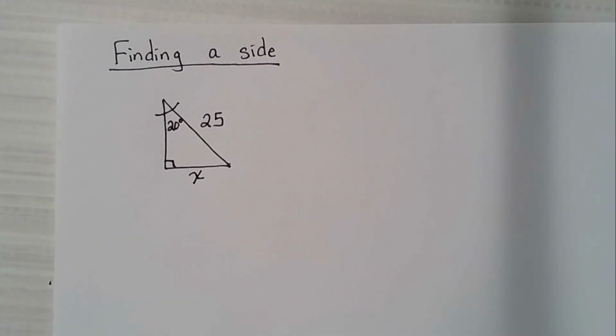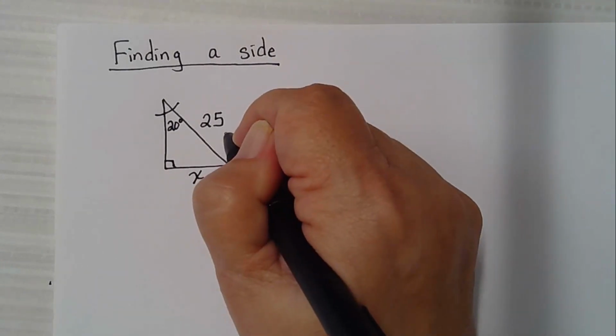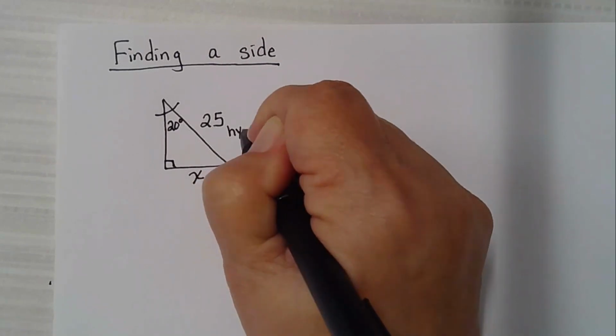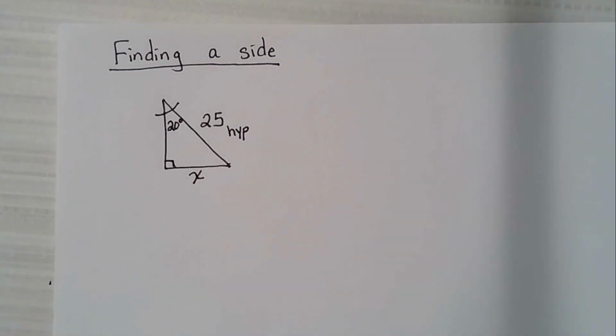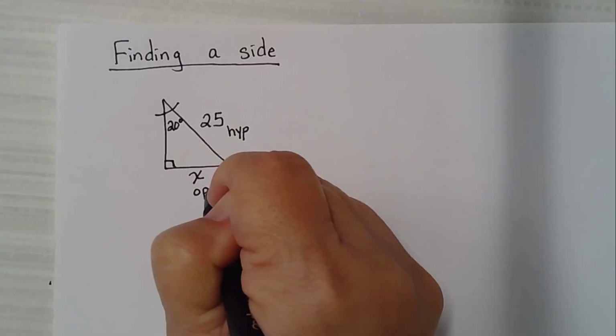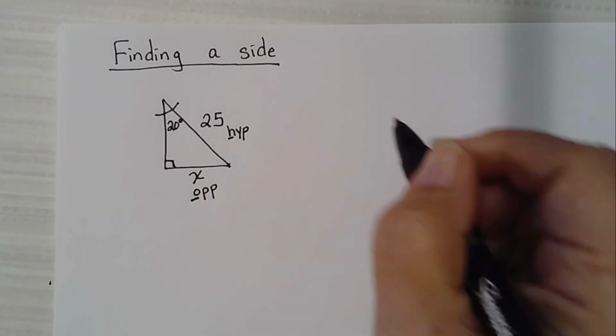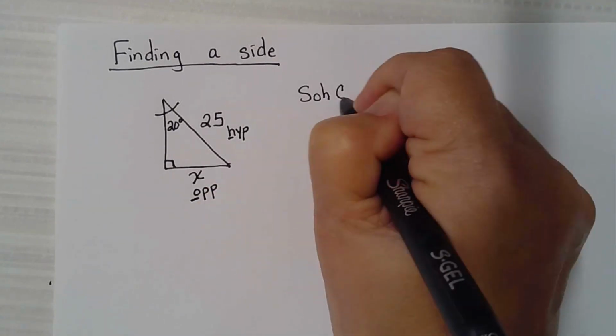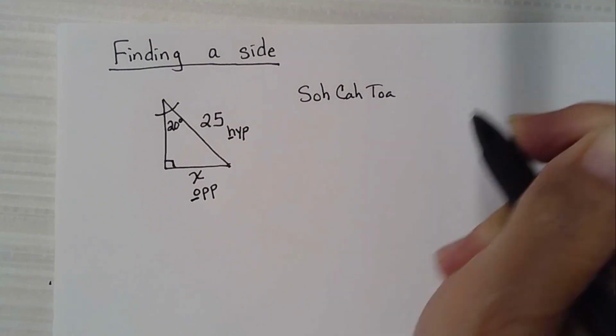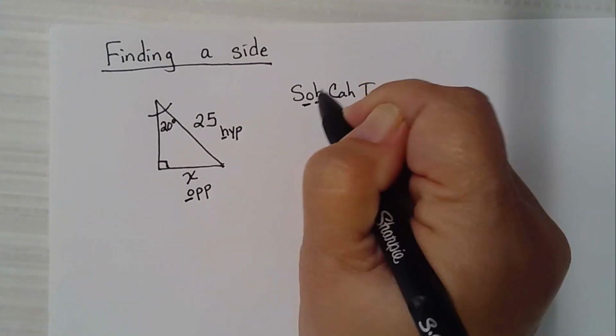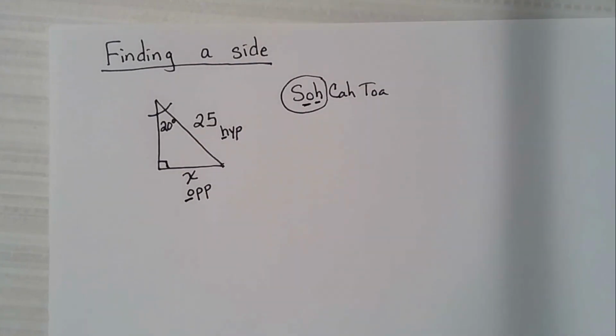So I'm going to come in here and I'm going to label my sides. Side 25 is the hypotenuse. The side with the X would be called what? It's the opposite. So I'm going to look and I'm going to see I have an O and an H. So then when I think of SOHCAHTOA, if I have an O and an H, that tells me that I want to use the sine ratio to solve this problem.